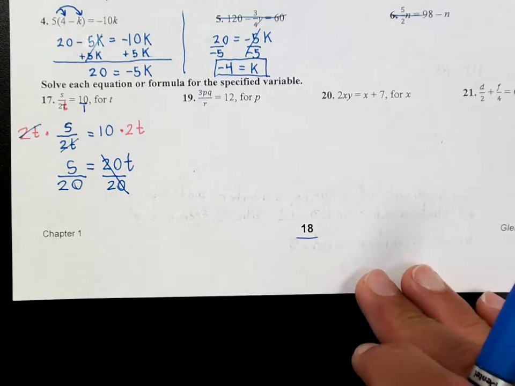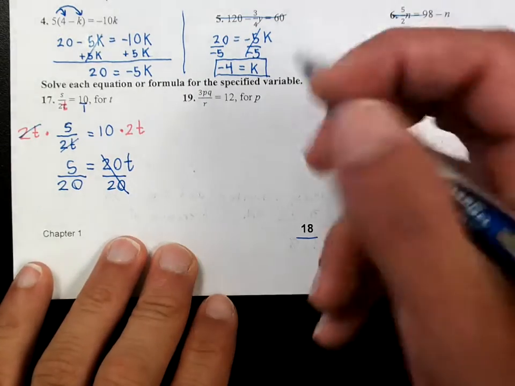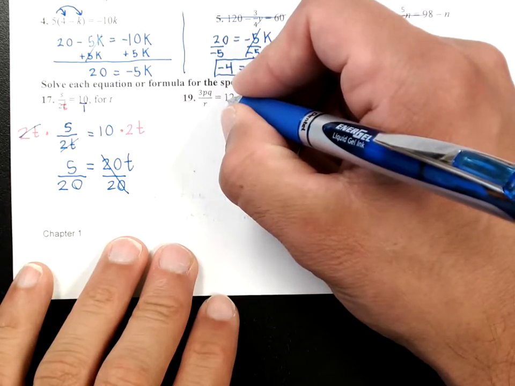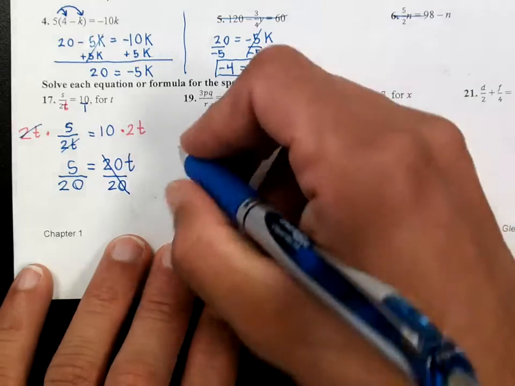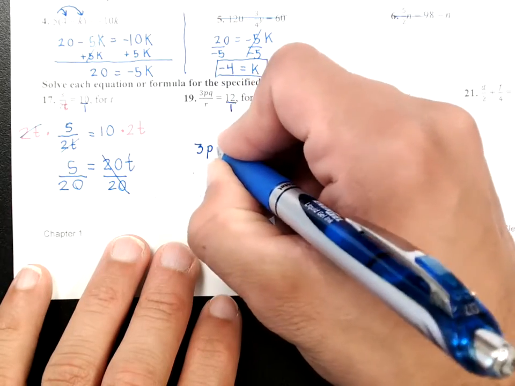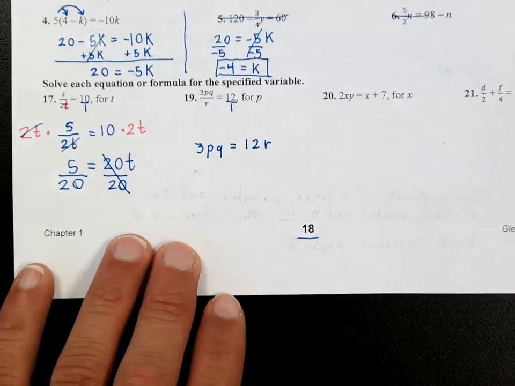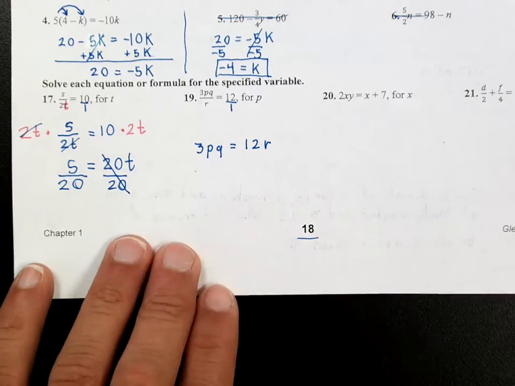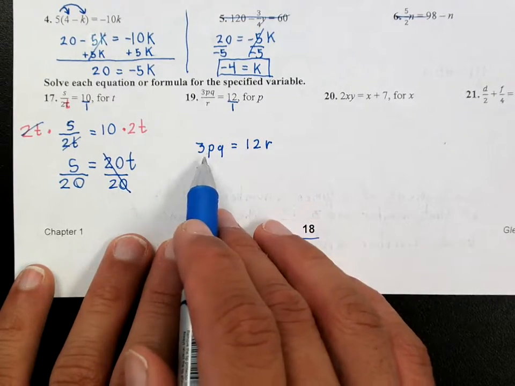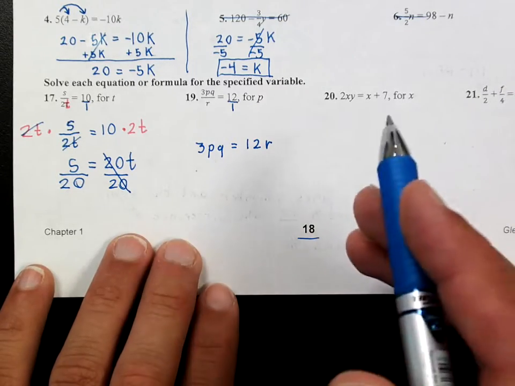So what I can do is go ahead and multiply both sides times r. Or if you want to do it like this, which is perfectly fine by me, you can cross multiply, and you're going to get 3pq is equal to 12r. Weird. Now the next step is I want to get the p by itself, so since p is being multiplied times 3 and q, I can divide by 3 and q.